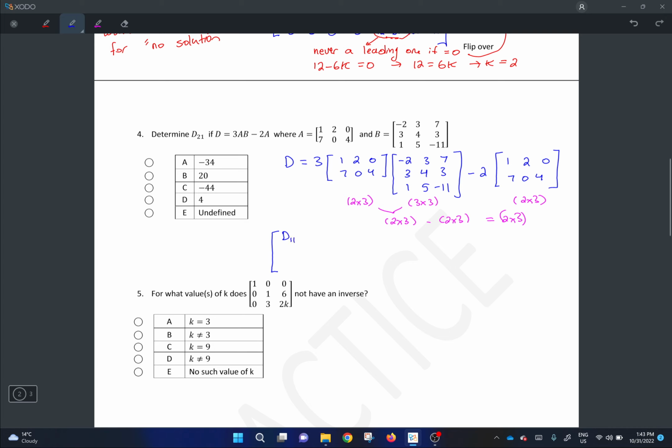We're going to have D11, D12, D13, D21, D22, D23. And then think about the dot products that we need to complete for D21. We want this entry here. So to compute that entry, I'm going to take the dot product of row 2, column 1.